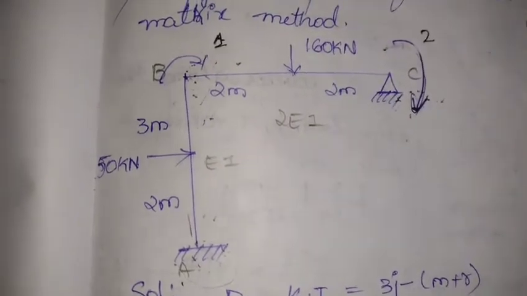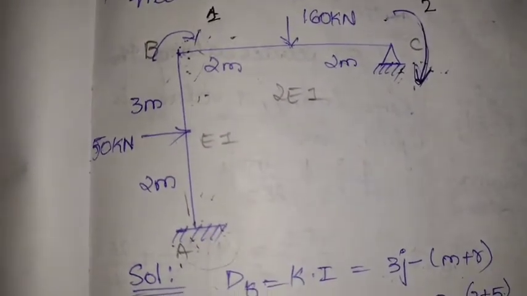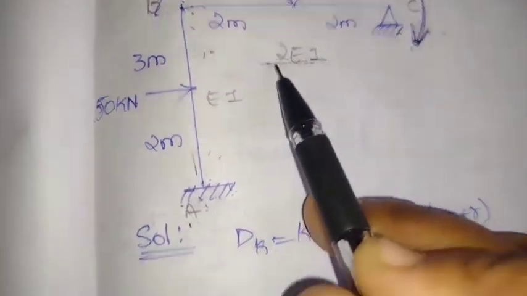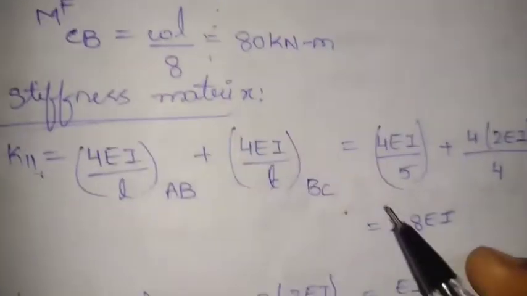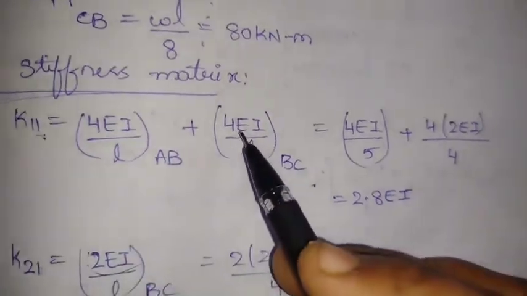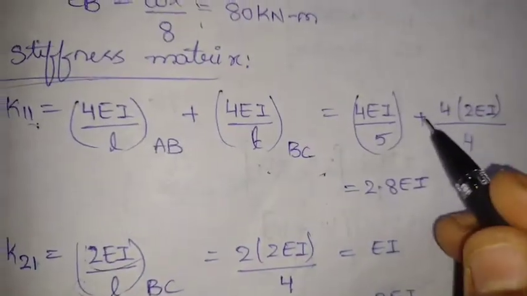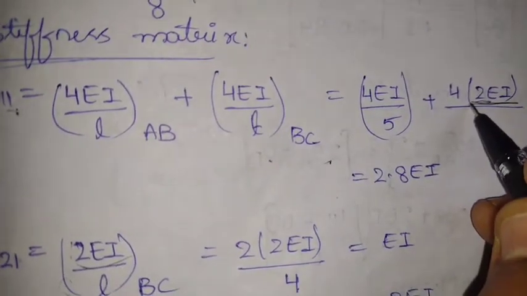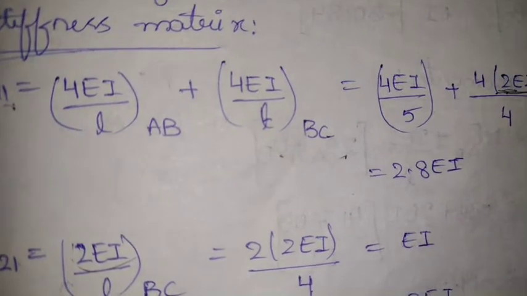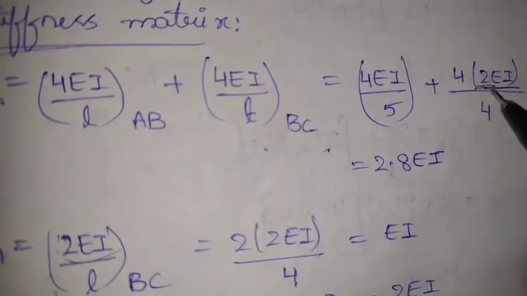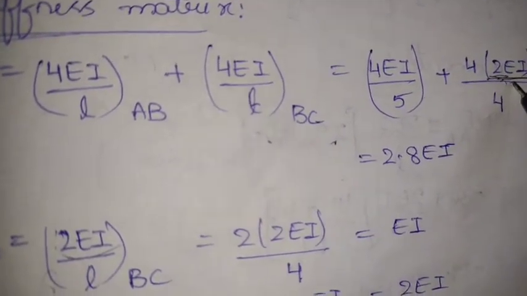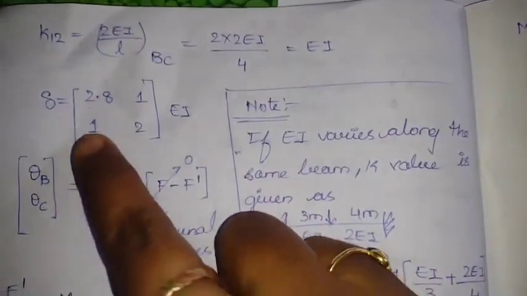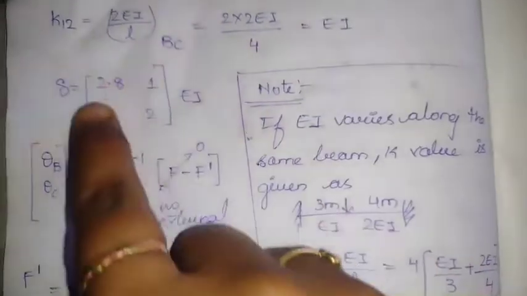But remember, whenever you are taking 2EI by L, 3EI by L, we have to take EI. For BC span, it is 2EI. So whenever I am taking 4EI by L of BC, 4 into EI is 2EI. We are substituting it here itself. So remember, if anything is mentioned in the question, we should substitute it at this point. Now, again we got this K12. Now we'll be substituting it in the K matrix. This is the K matrix.